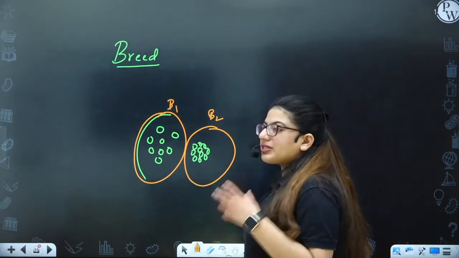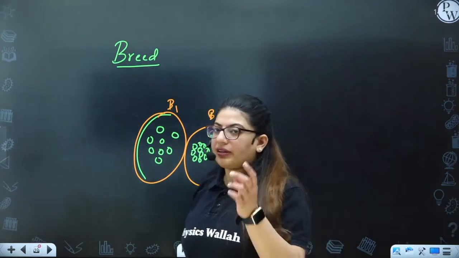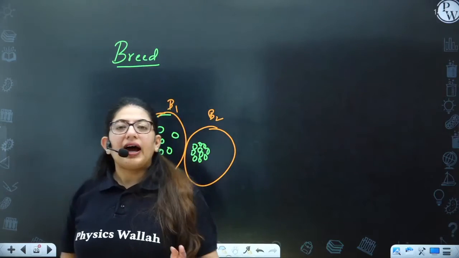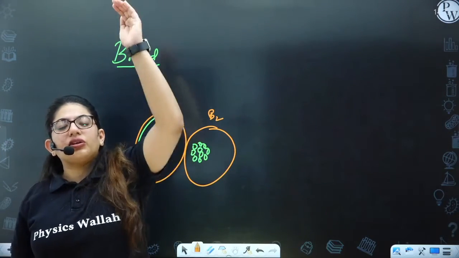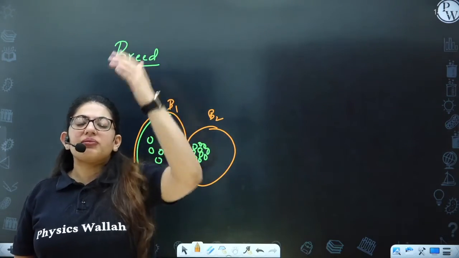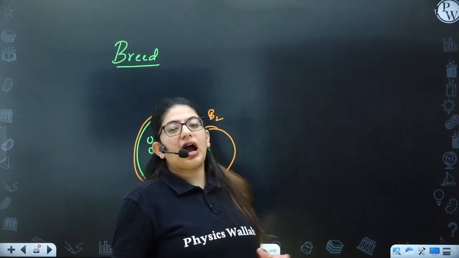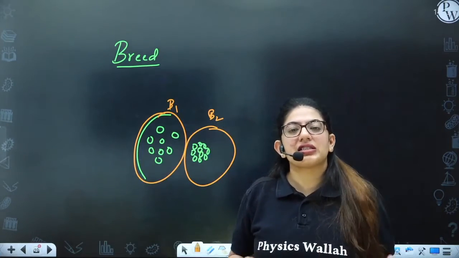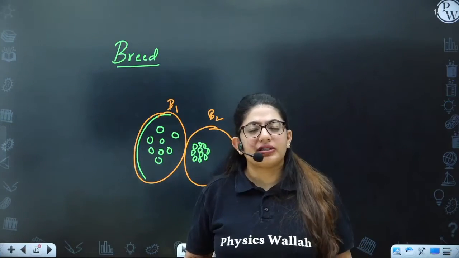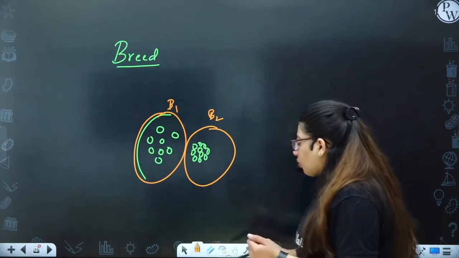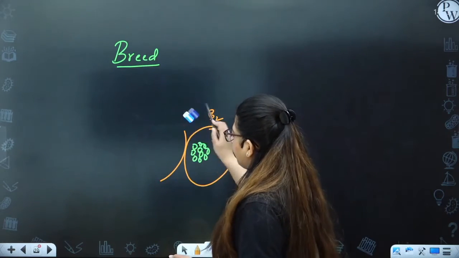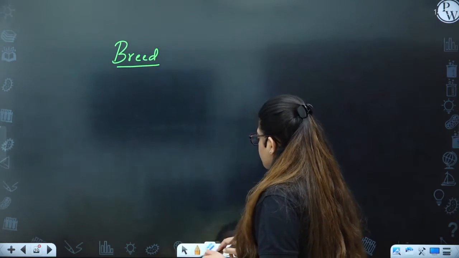So what is a breed? It's a group of organisms. They belong to the same species, they are related by descent, meaning they have the same ancestors, and they show similar characters like high milk yielding power, disease resistance, and a very similar look. This is what a group of animals is known as a breed. So if someone asks you what a breed is, what will you write?